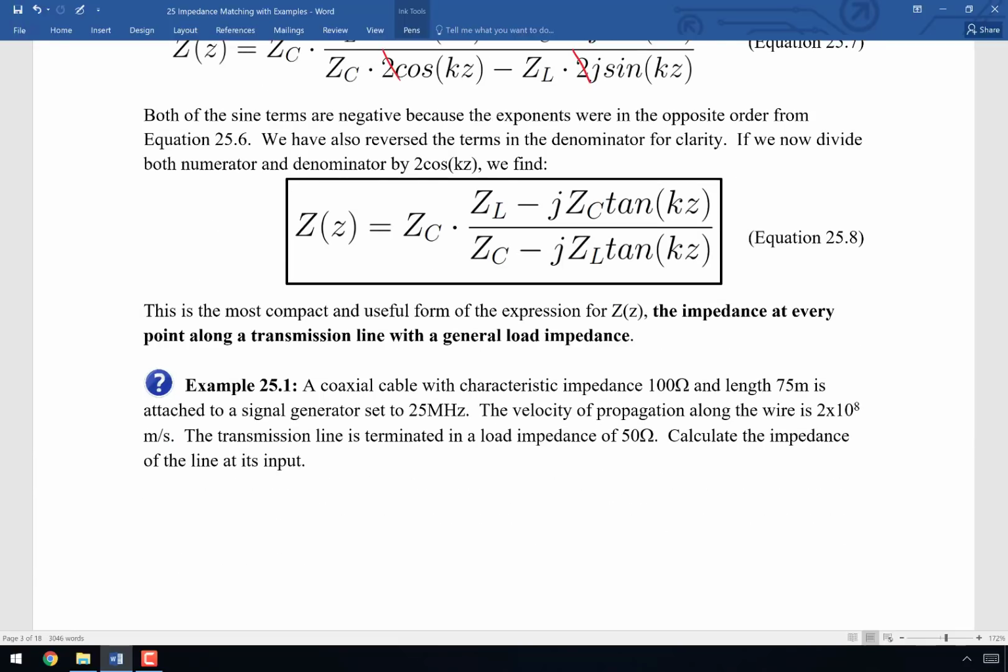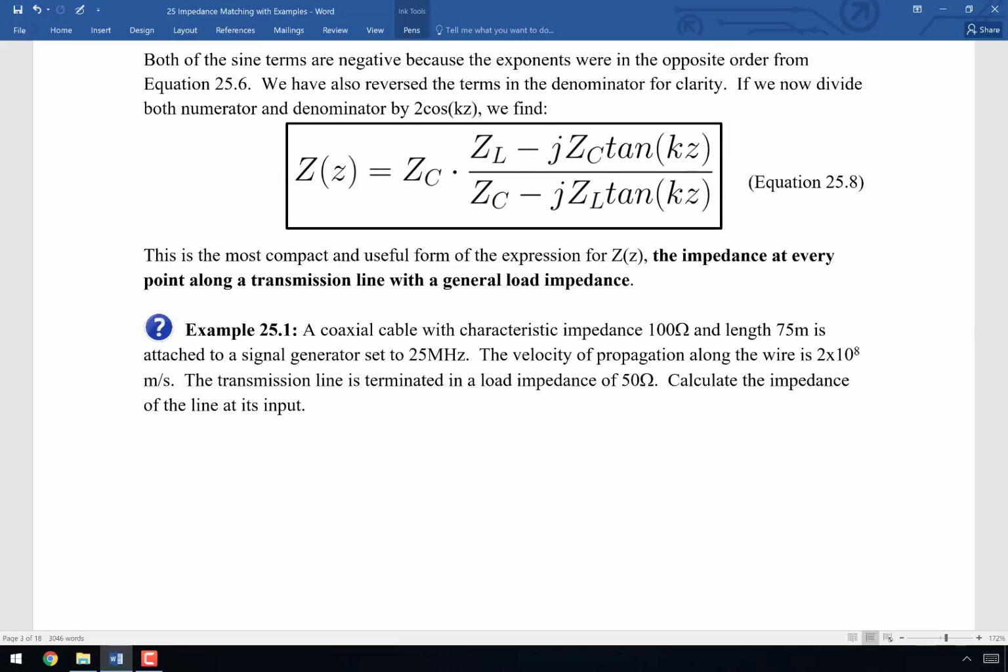So we have a coaxial cable with characteristic impedance 100 ohms, and its length is 75 meters. It's attached to a signal generator set to 25 megahertz. The velocity of propagation is 2 times 10 to the 8th meters per second. The transmission line is terminated in a load impedance of 50 ohms. What is the impedance of the line at its input?